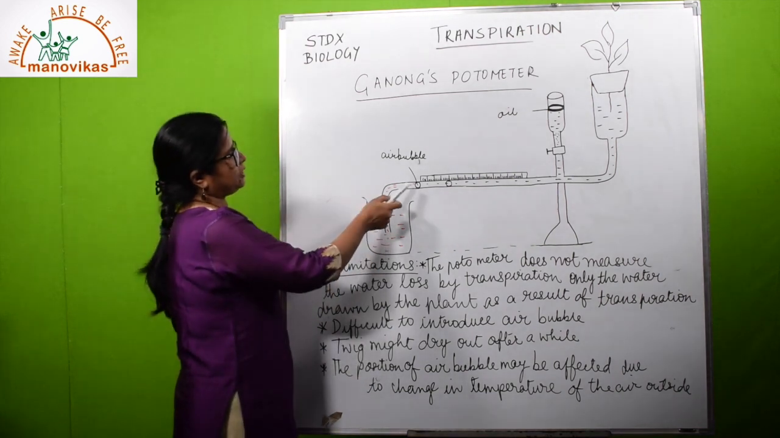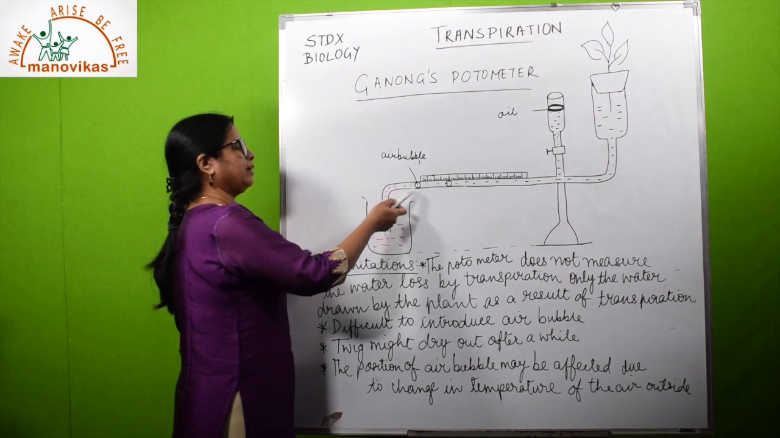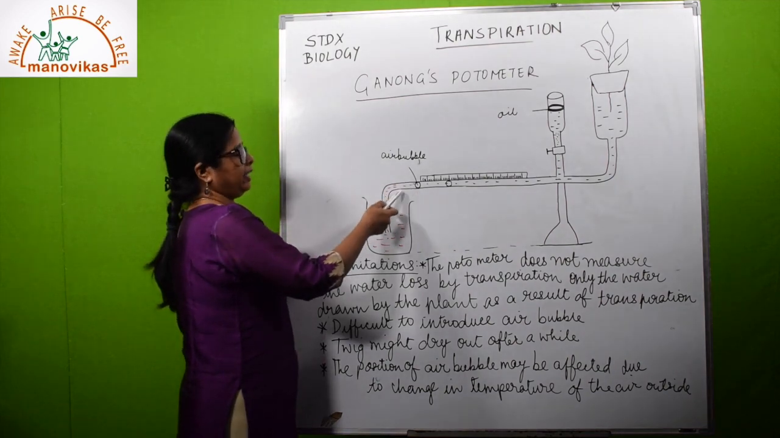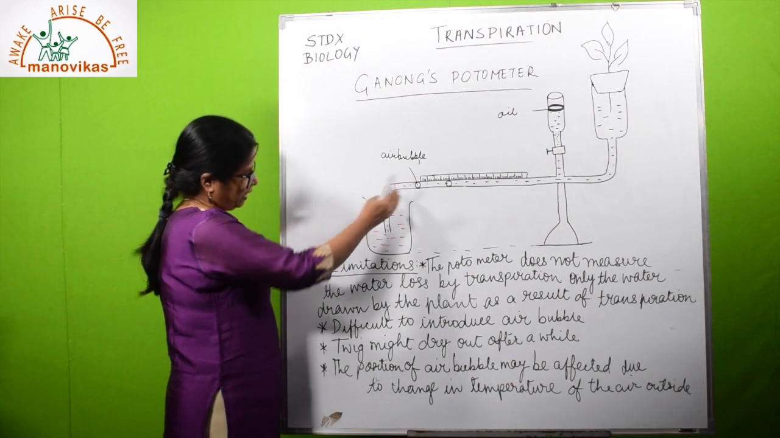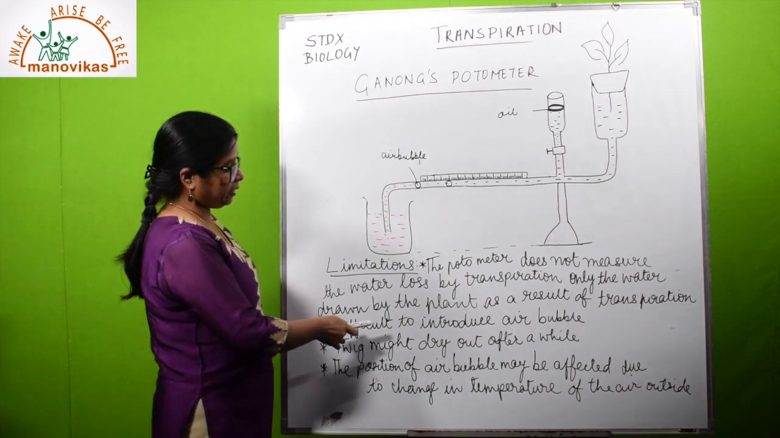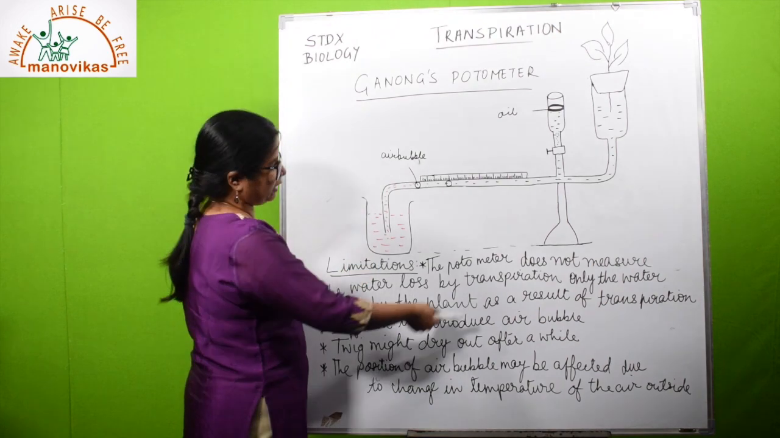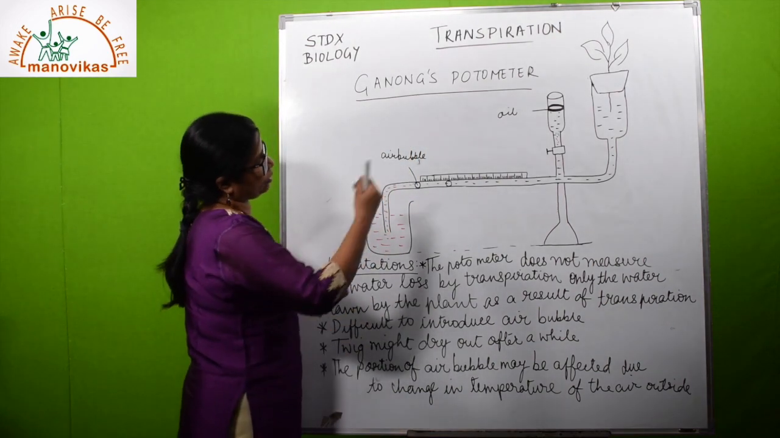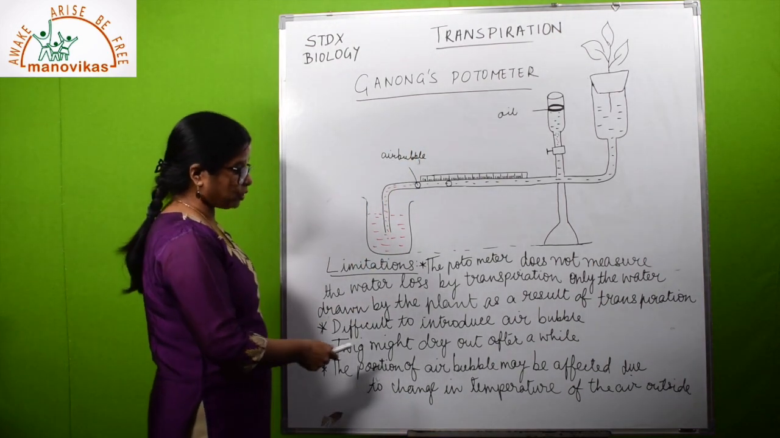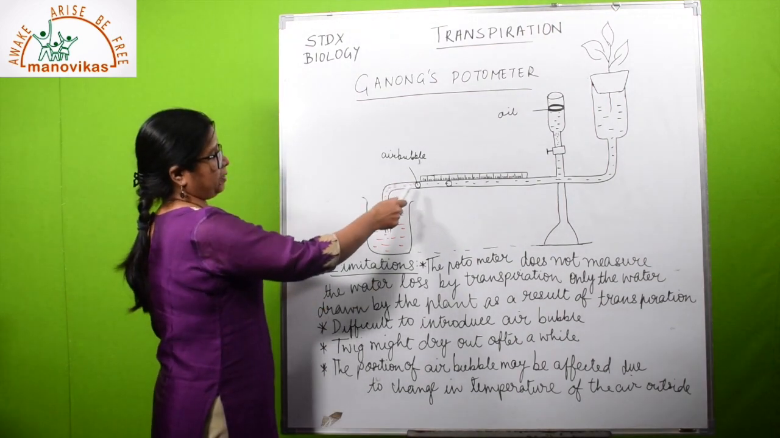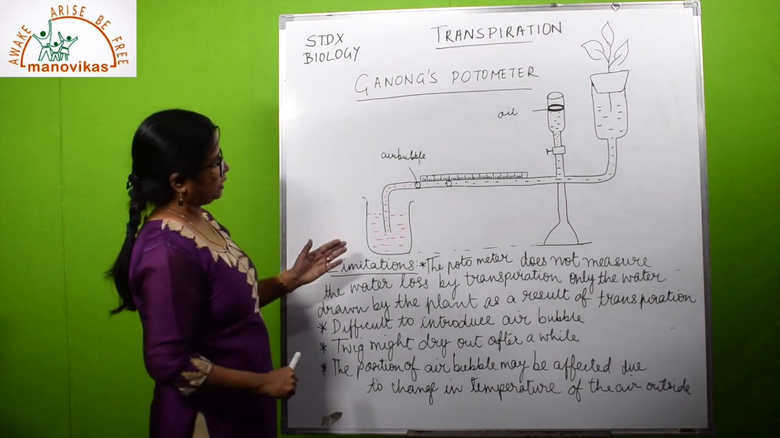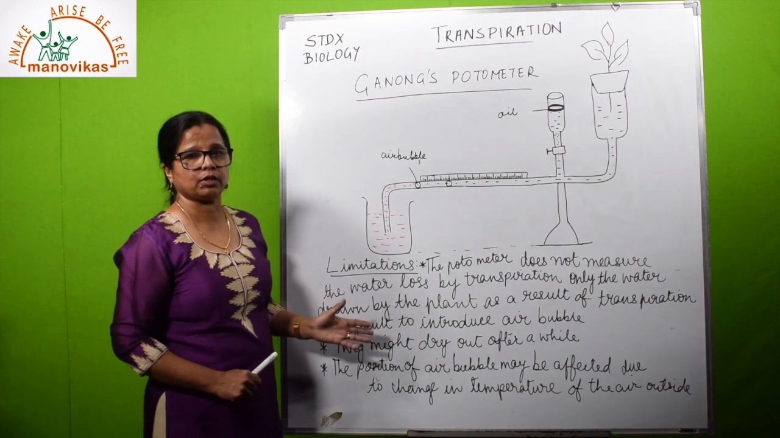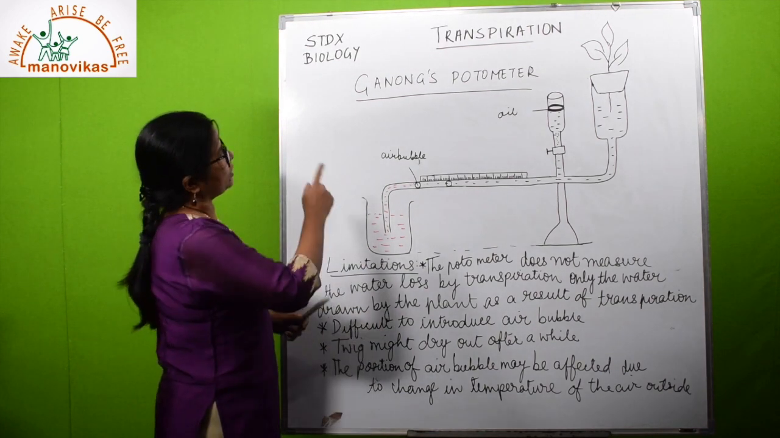After many trials, maybe you get the introduction of the air bubble correctly done. It's not a very quick process, we can't do it quickly. Then the twig might die out or dry out after a while, which will also hamper our results. Then the position of the air bubble can be affected by the temperature of the air surrounding it. So these are the various limitations. Note at least 2-3 limitations of this potometer.